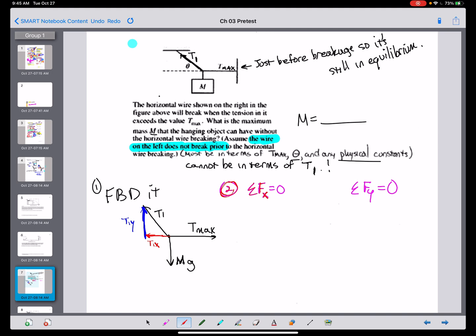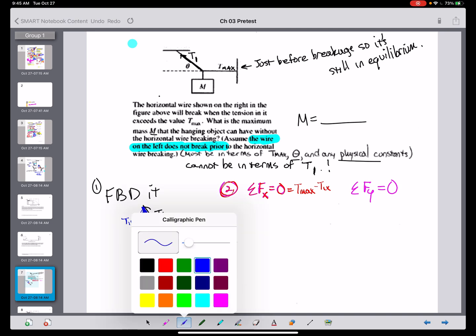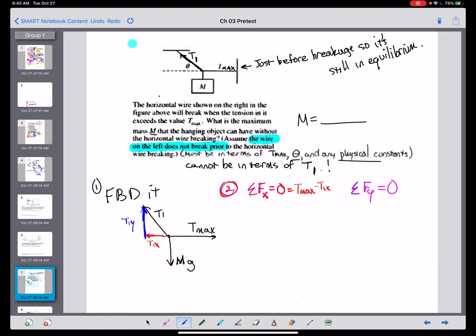So sigma Fx equals 0, which equals T max to the right minus T1x to the left. And for the other one, in blue, we have sigma Fy equals 0, which equals T1y up minus mg down. There you go. Okay, so we need mass in terms of T max.